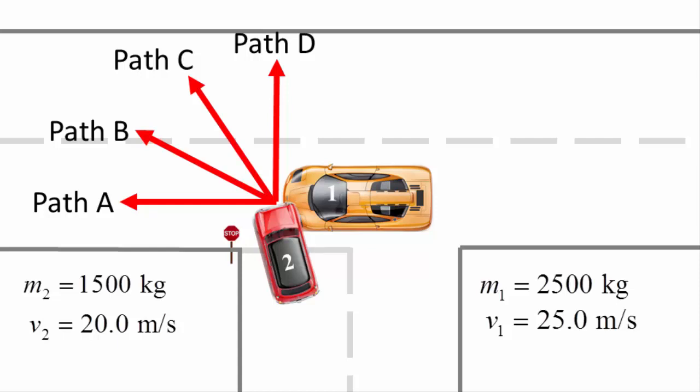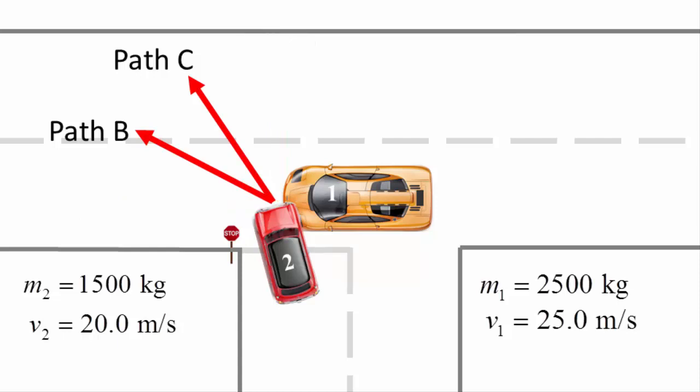Let's now apply the law of conservation of momentum to find out exactly which direction they move off in after the collision. We know that Car 1 is moving in the horizontal direction, so there's horizontal momentum there. And we know that Car 2 is moving in the vertical direction, so there's vertical momentum there. This means that there must be both horizontal and vertical momentum immediately after the collision. This rules out paths A and D.